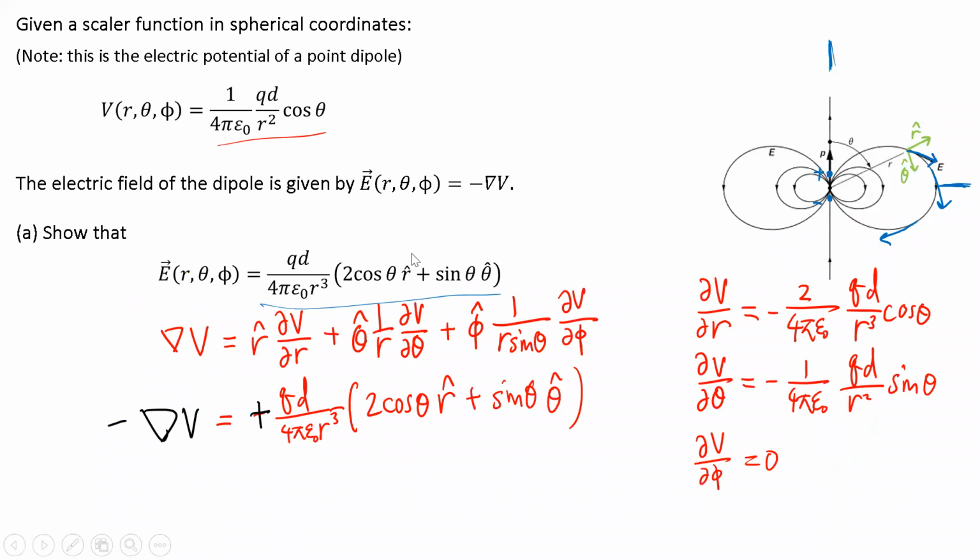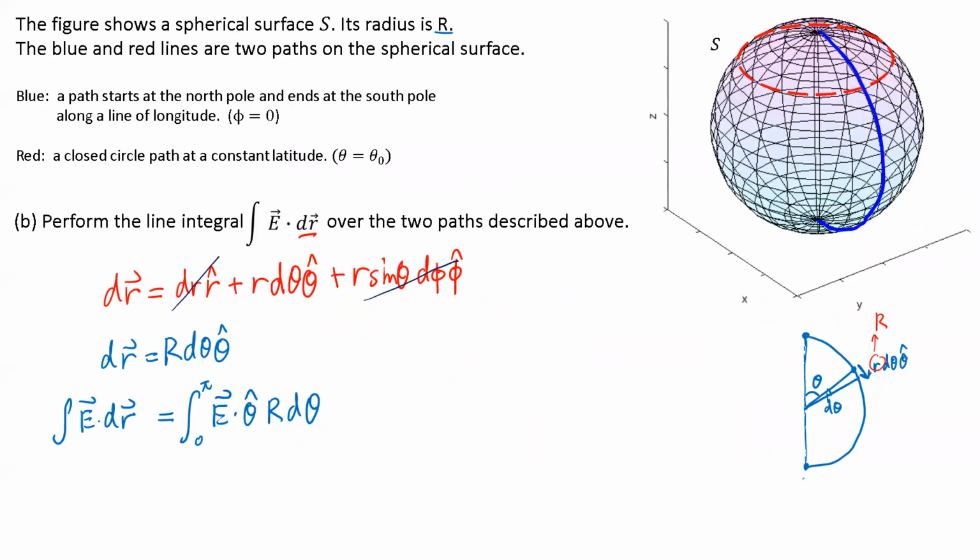As I told you, the E has two components. One is the r hat component, the other is a theta hat component. So when you take this and dot product with this theta hat, what you have is only the second term, because r hat dot theta hat would be 0. So you only need to care about the second term here. Okay. So therefore, the integral looks like this.